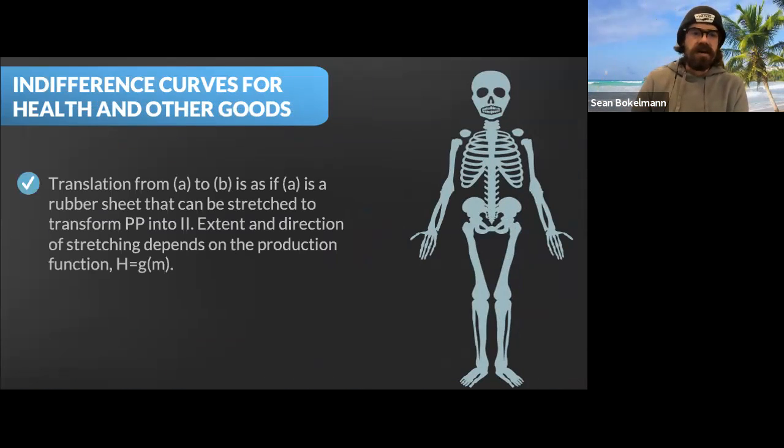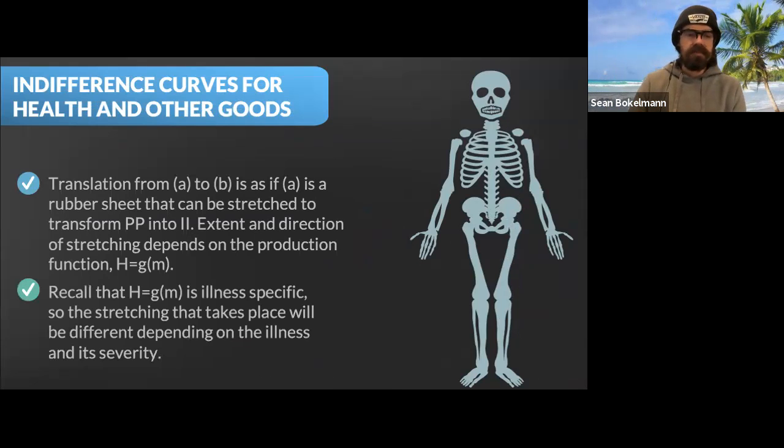So some things to think about here, right? That's basically what I just talked about in terms of stretching, okay? The other thing to recall here is that the stretching that takes place, since it depends on the production function, also depends on the type of illness and its severity, okay? Because remember that the production function for health is conditional, or in other words, depends on the type of illness and its severity, okay? So that's also something to keep in mind here.